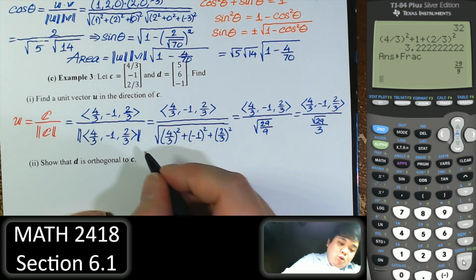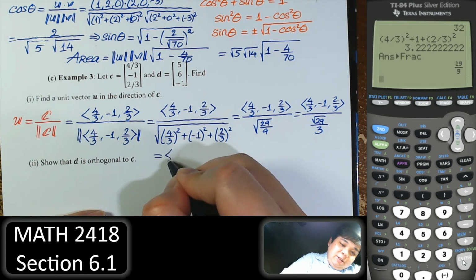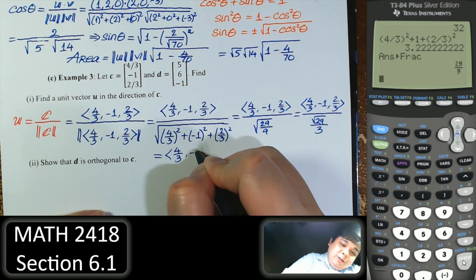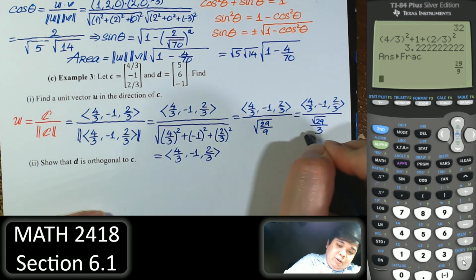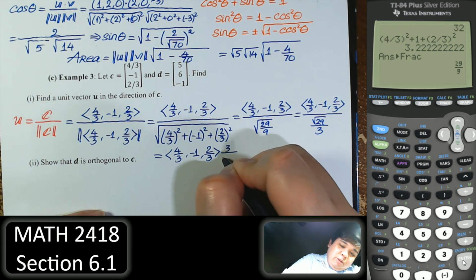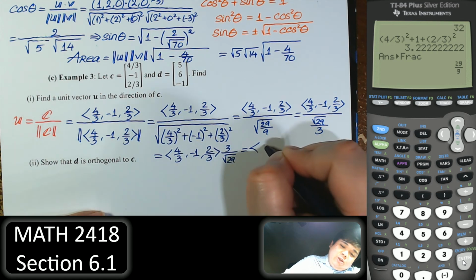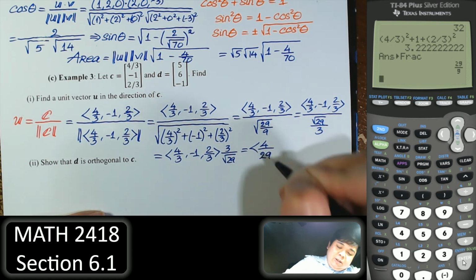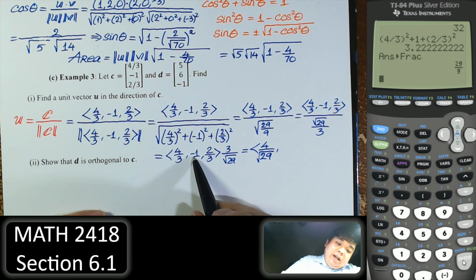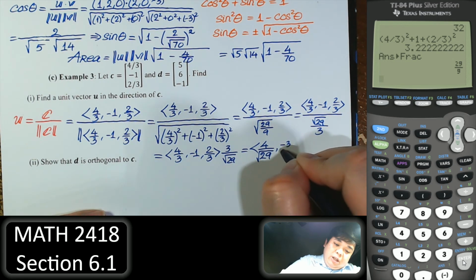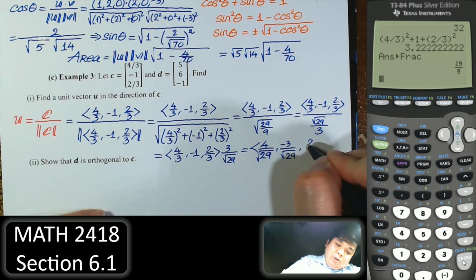Dividing by a fraction is multiplying by the reciprocal. So flip: 3 over square root of 29. And so we multiply the 3 inside, the 3 and 3 cancel, we have 4 over square root of 29. And -1 times that should be just -3 over square root of 29. And 2/3 times 3, the 3s cancel, we have 2 over square root of 29.